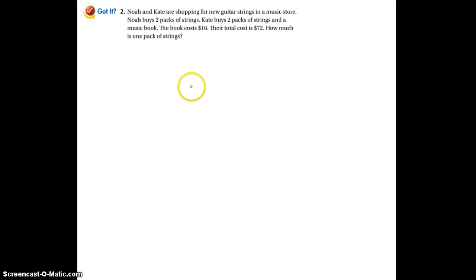Noah and Kate are shopping for new guitar strings in a music store. Noah buys 2 packs of strings. Kate buys 2 packs of strings and a music book. The book costs 16 bucks. Let's go ahead and put that 16 in there then. Their total cost, in other words, is going to equal 72.